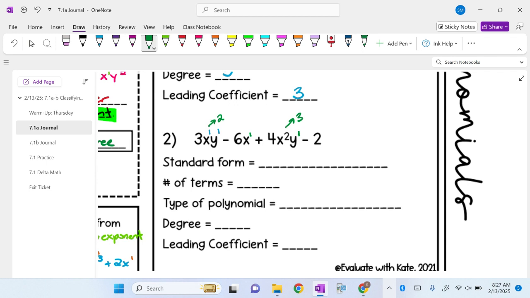So, now we know enough information to put in standard form. So, base it off of which term has the highest degree. Which term is that? What goes first?